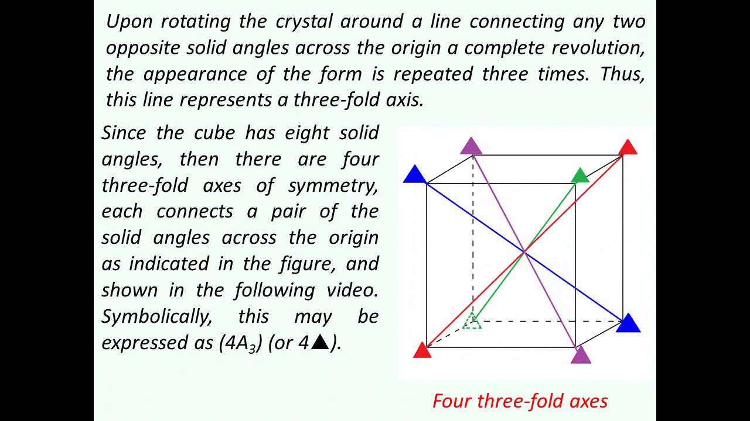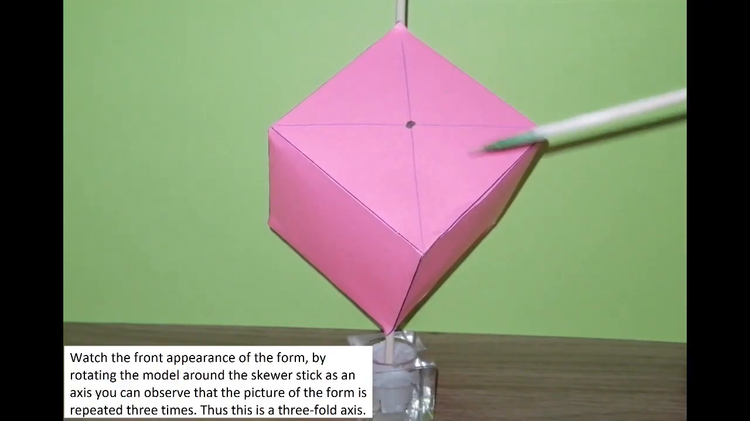Upon rotating the crystal around a line connecting any 2 opposite solid angles across the origin, a complete revolution, the appearance of the form is repeated 3 times. Thus, this line represents a 3-fold axis. Since the cube has 8 solid angles, then there are 4 3-fold axes of symmetry. Each connects a pair of the solid angles across the origin as indicated in the figure and shown in the following video. Symbolically, this may be expressed as 4A sub 3.